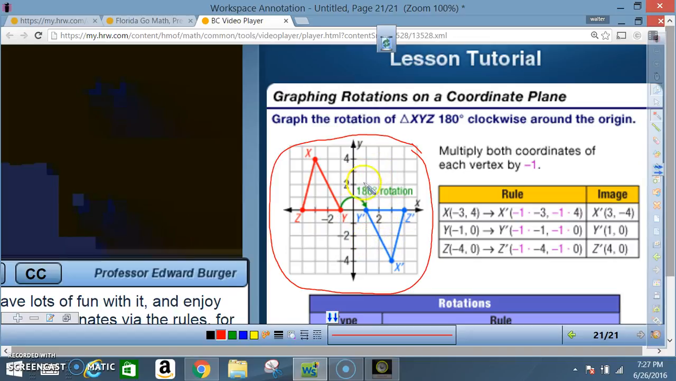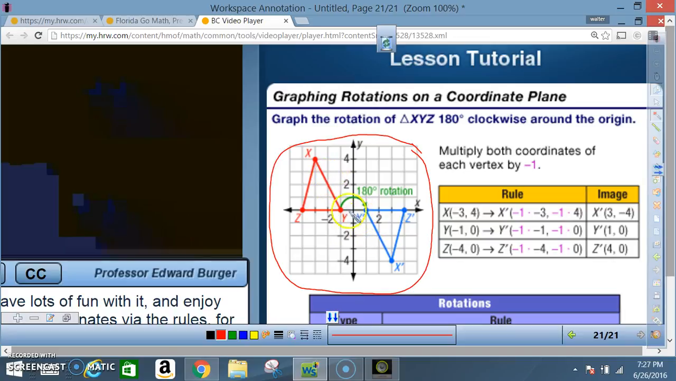So if I said a rotation 90 degrees clockwise, that means you're here and you're going in this direction 90 degrees. If I said 180 degrees clockwise, you're going from here to here. That's 180, 90 plus 90. If I said 270 degrees clockwise, you're going from here all the way around there, 90, 90, 90. And then if we said 360 clockwise, you're going from here all the way around back to where you started. So 90, 90, 90, 90, that gives you 360.